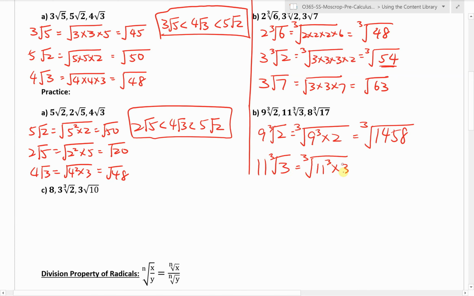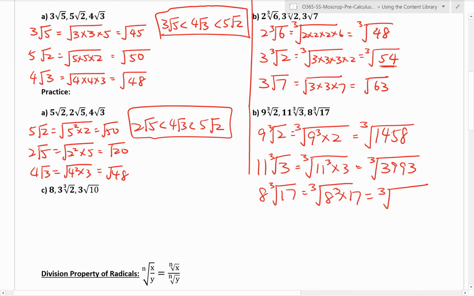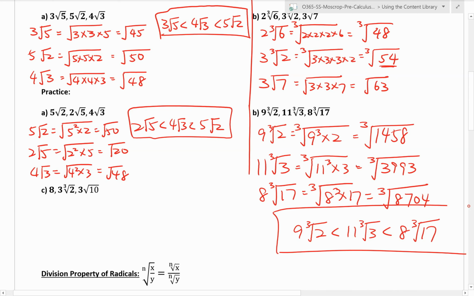It's 11 cubed times 3. So that's 11 cubed times 3. This is 3993. Finally, 8 times cube root of 17. This is 8 cubed times 17. Okay, so 8704. Okay, so I think this one is also clear. 9 cube root of 2 is smaller than 11 cube root of 3, which is smaller than 8 cube root of 17. That's the order.